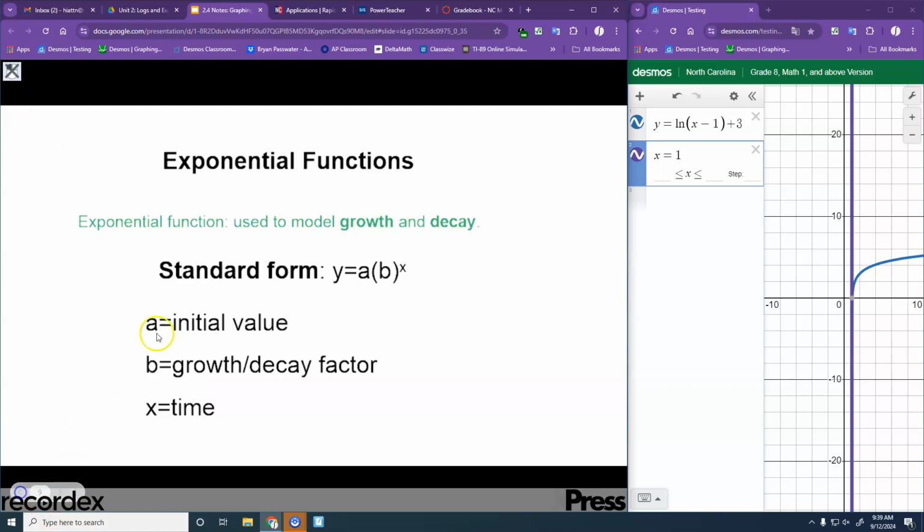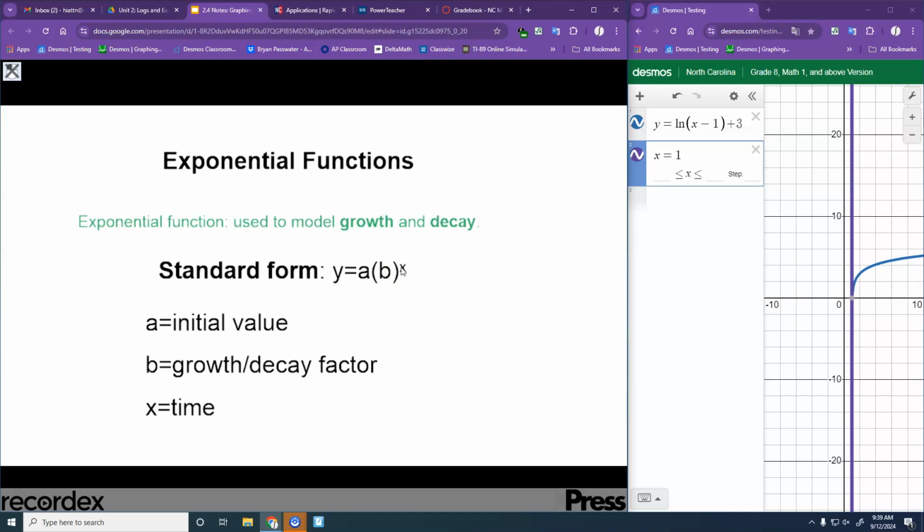Okay, let's just talk real quick about exponential growth and exponential decay. We did this in Math 1 very, very long ago. The standard form of an exponential function is y equals a times b to the x. A is going to be your initial value, whatever your f of 0 is. B is your growth or decay factor. And x is always some sort of time. In this case, it could be minutes, hours, days, months.